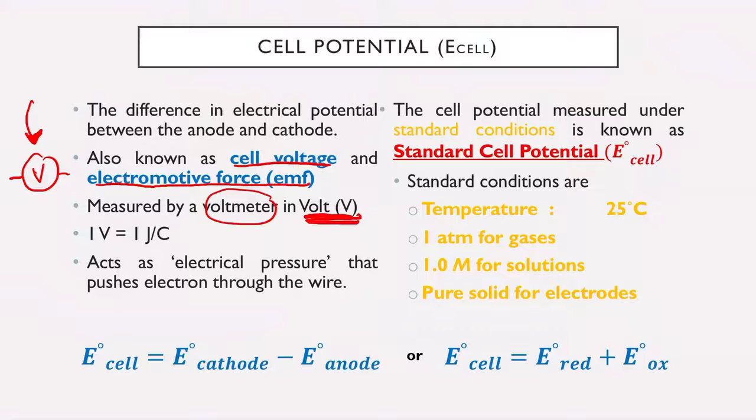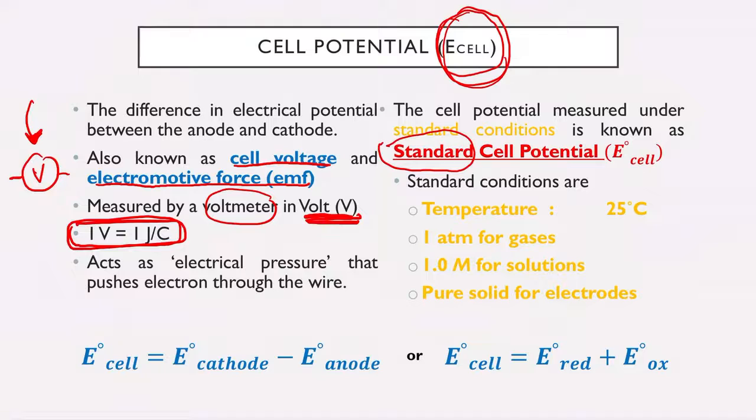Okay, so this is apa? Ini apa ni, calculation on how to convert into joule per coulomb. Okay, so itu adalah Ecell, your cell potential. So the difference between cell potential dengan standard cell potential, you should know by now that standard means that it's the same thing but happening at standard conditions.